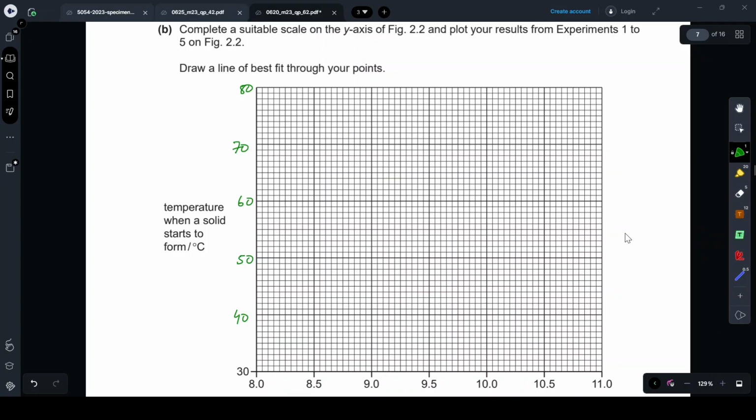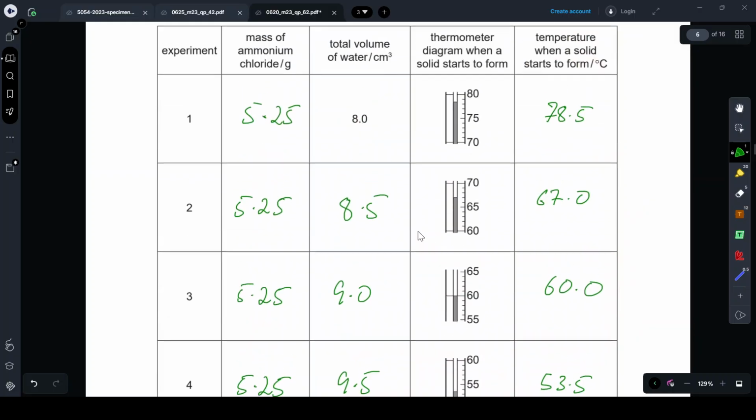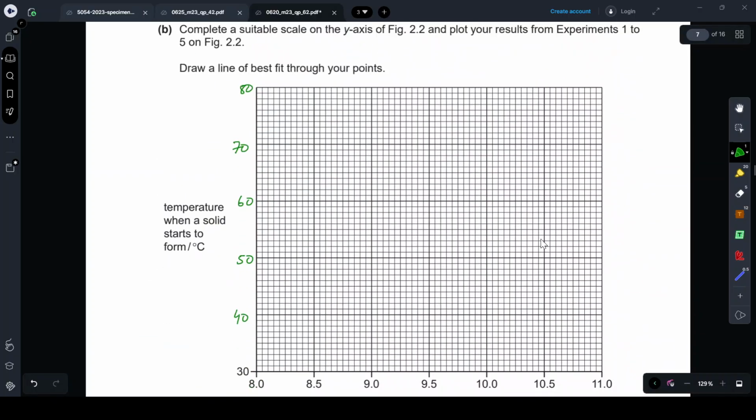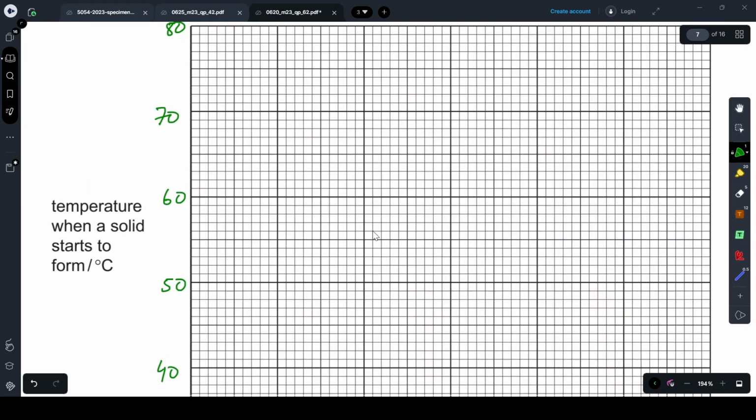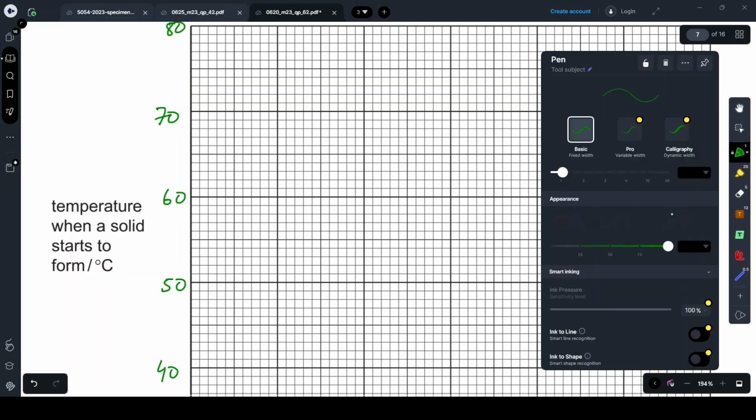Okay, now we need to plot the points. The first point, for the 8 centimeter cube, is 78.5. In an actual exam, you'd be leaning really close to the paper to count the boxes. I'm just zooming in. So that's 75, 6, 7, 8, 78.5 should be all right. I need very fine marks, so I need to go to 0.5.